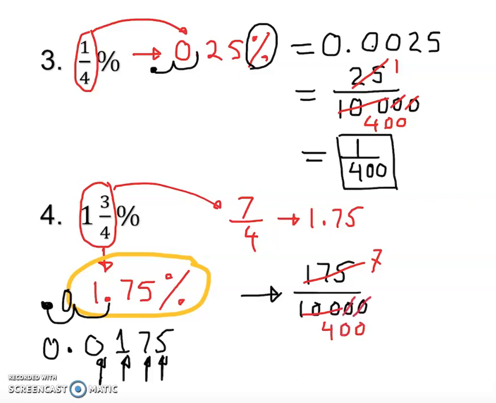So how do we write our answer? We write our answer like this: 7 out of 400. Clearly this is the answer. I hope you understand. Any kind of fraction is given to you and they ask you to convert into a percentage, or a percentage is given to you and they ask you to convert into a fraction, you should be able to do it now.